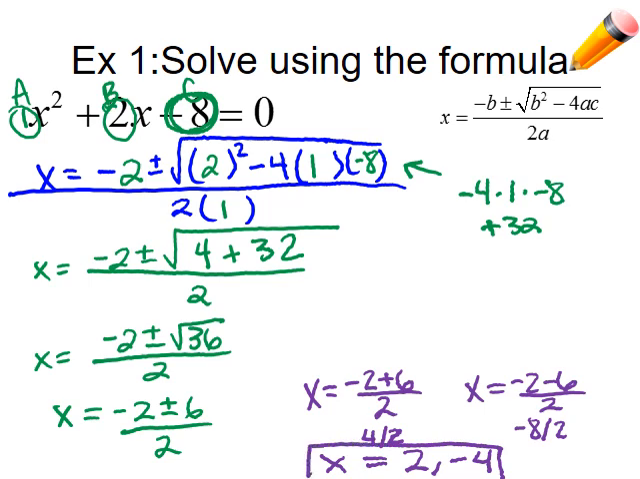Now remember, if you end up with nice solutions, that actually means that this was factorable. We could have used AC method. So if you're unsure, you could use AC method to confirm that we end up at 2 and negative 4.